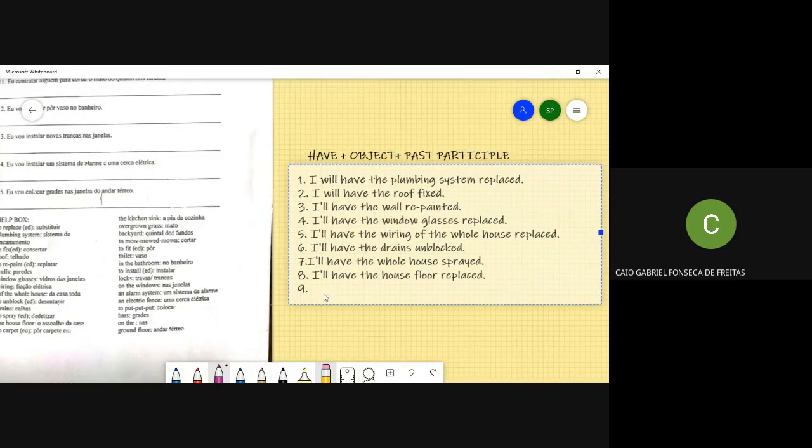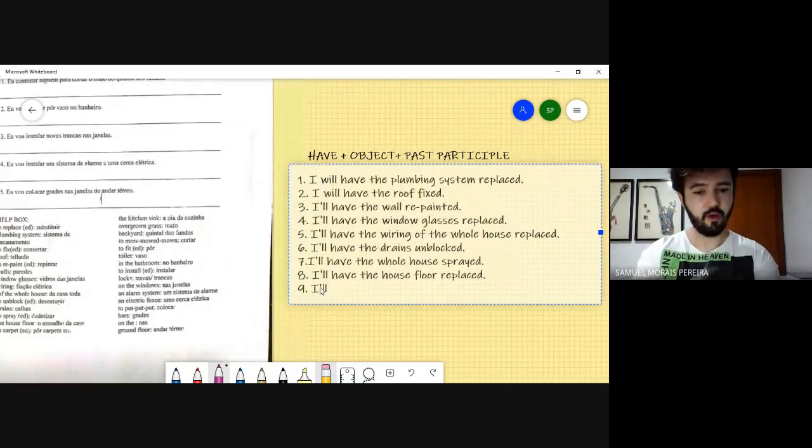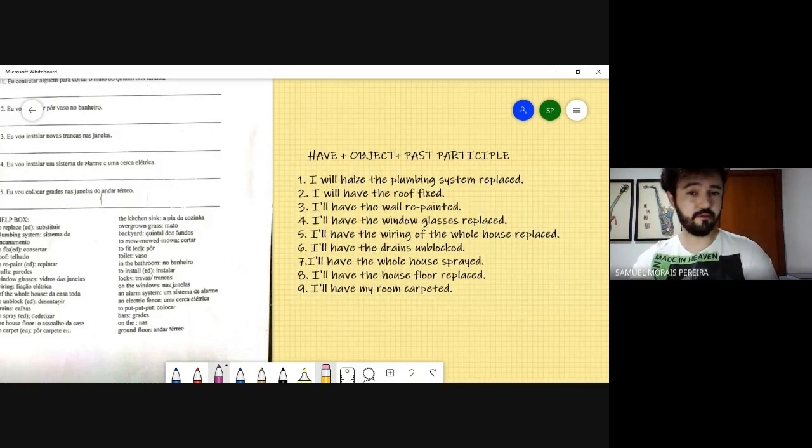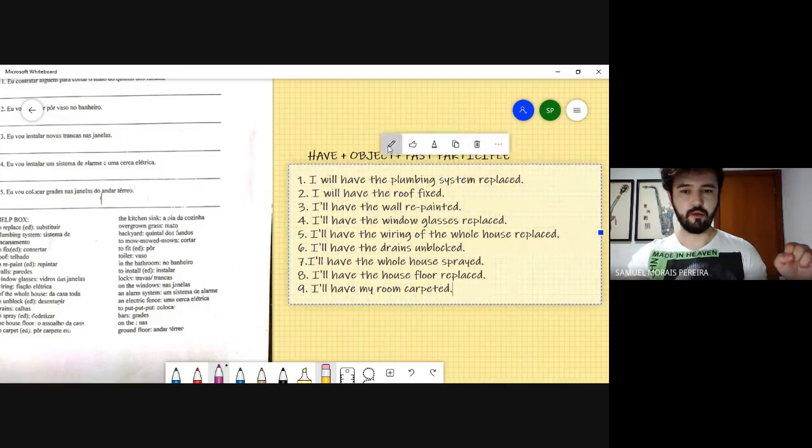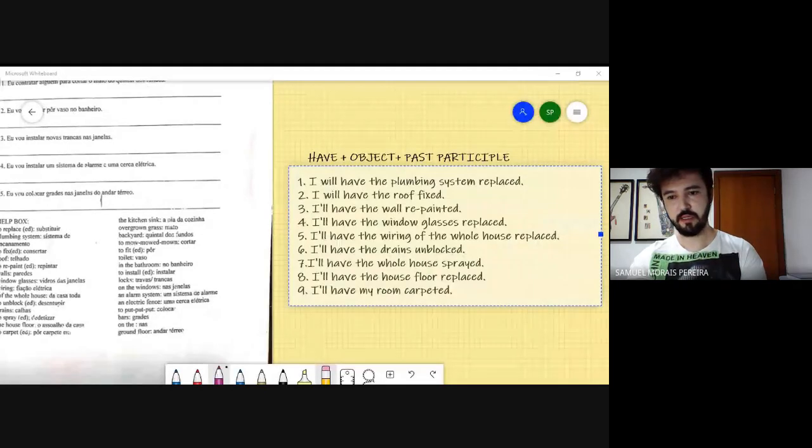I will get my room carpeted. Yes. I will have my room carpeted. Yes, I will have my room, ou então the room, right? Carpeted. Você disse get, né? You can use get for all sentences here, okay? Just remember that get is more informal, but no problem, you can use it, okay? Like, I can say, I will get the plumbing system replaced, I will get the house floor replaced, I will get my room carpeted. A gente vai estudar o get ainda mais pra frente, tá bom? Well, thank you, Caio. You can close your microphone now. Okay. Thank you very much.